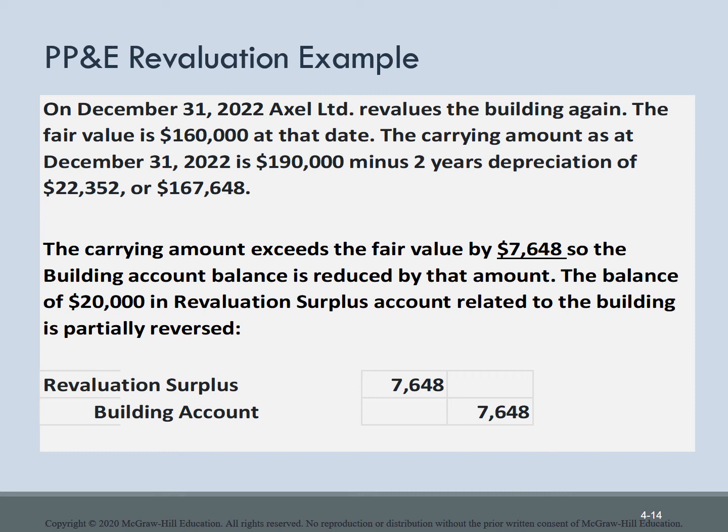All right, so fair value is 160 and the carrying value is 167,648. All right, so at this point, the carrying value exceeds the fair value by $7,648. All right, so we're not going to record an unrealized holding loss. What we're going to do is reverse that out by debiting revaluation surplus and crediting the building account for 7,648.